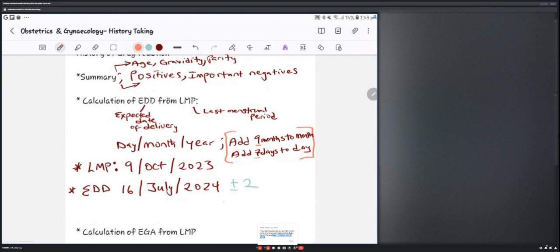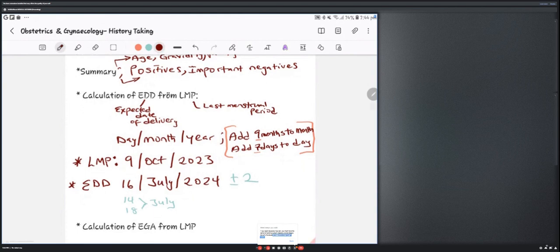But remember, like I said, plus or minus 2. Minus 2 means this can be 14th, or this can go as far as 18th of July. Do you understand? It can delay by 2 days, or it can come earlier by 2 days. Are we together? Okay.